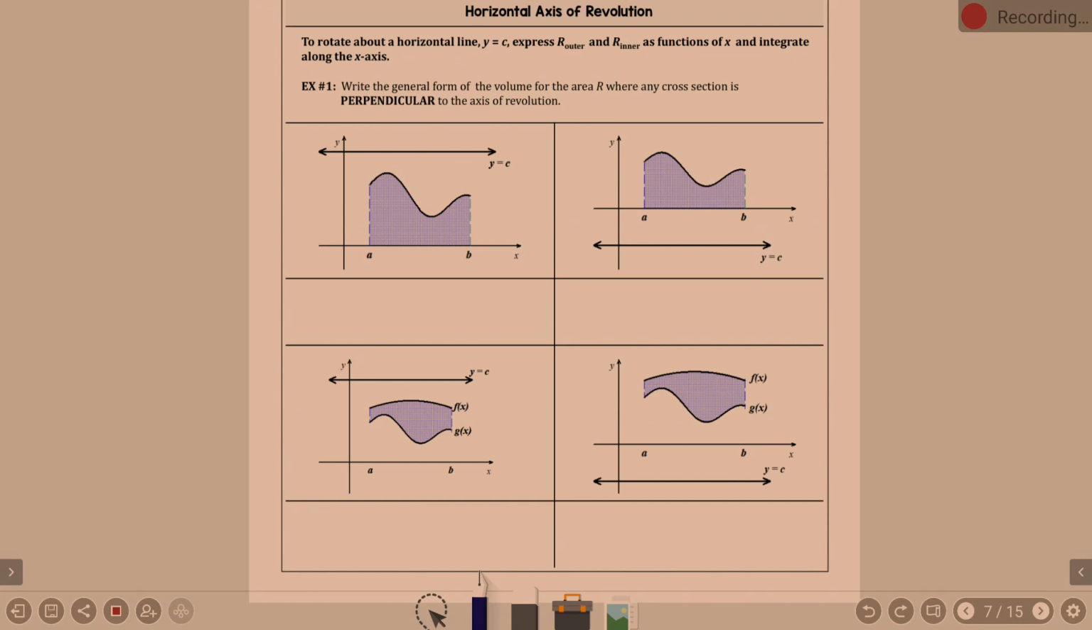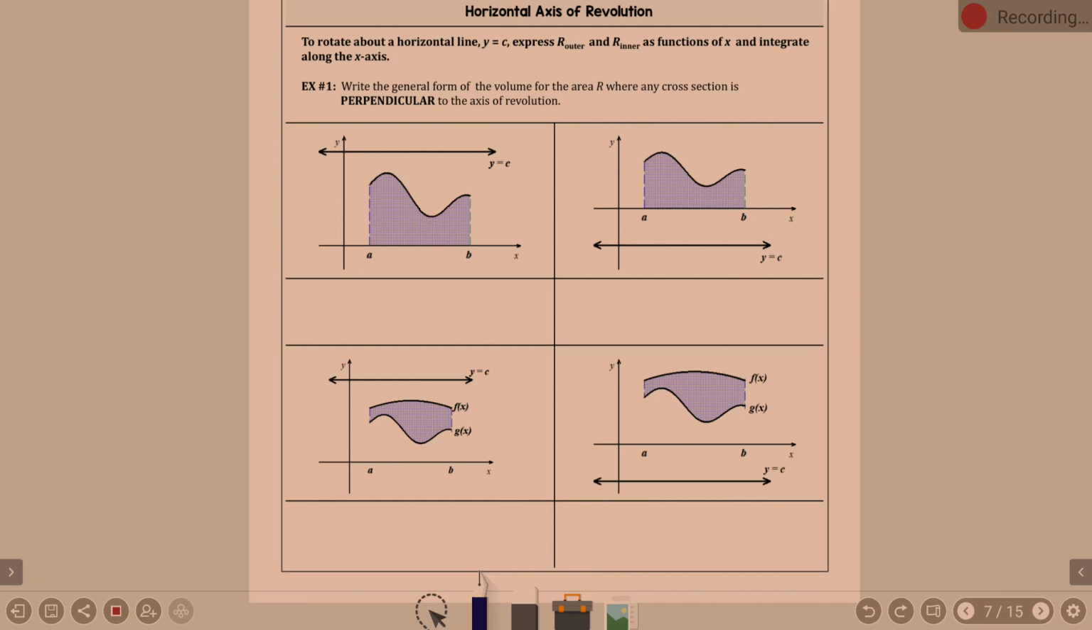I had an extra slide, so I pulled it up. Let's look at and generalize how our setup changes a little bit here. To rotate about a horizontal line, which they're calling the horizontal line y equals c, with c being whatever that number is, express R outer and r inner as functions of x and integrate along the x-axis. What we're going to do on these 4 is write the general form of the volume for the area R, where any cross-section is perpendicular to the axis of revolution.